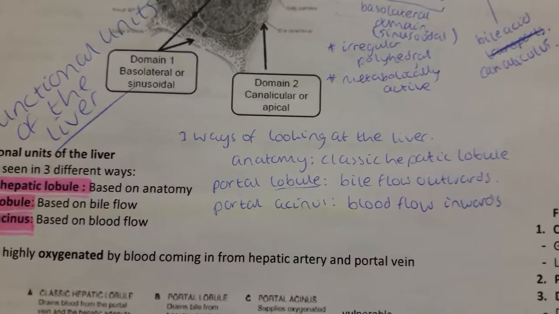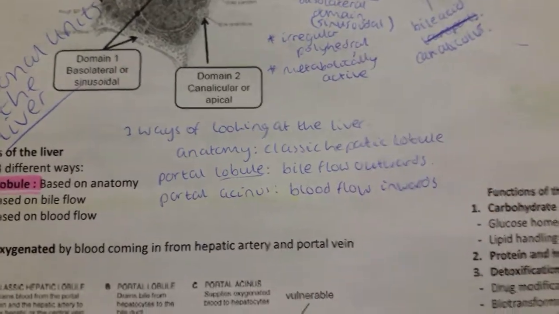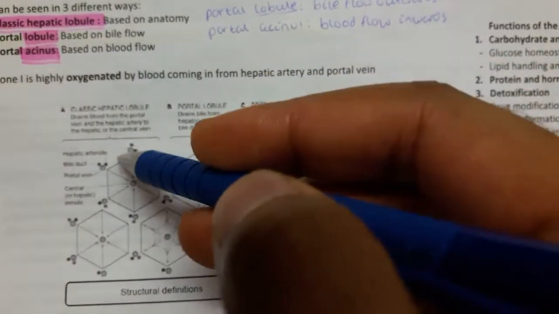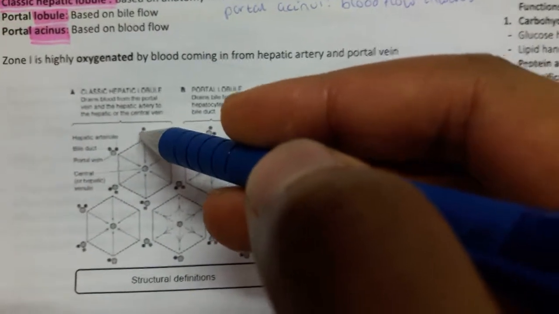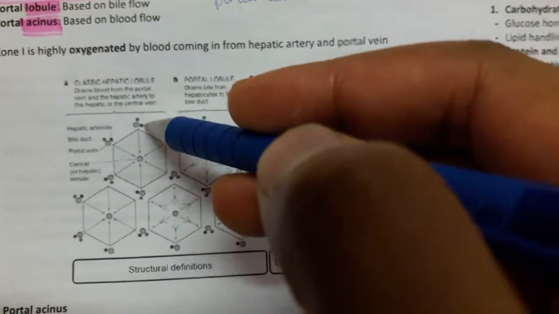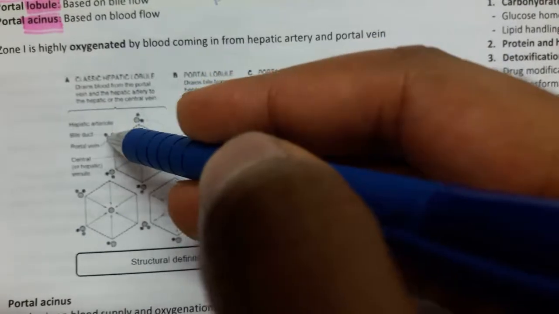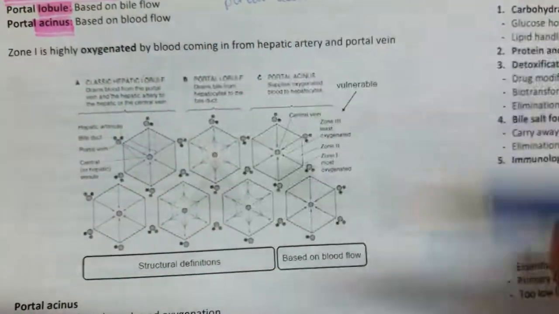HS 3.2, essentially there's three ways of looking at the liver. You can look at it in terms of anatomy, where the blood flows from the large branch of the portal vein, hepatic portal vein, and the hepatic arteries to the central vein. That's the blood flow, the pure blood flow through the sinusoids into the central vein. That's the classic hepatic lobule.